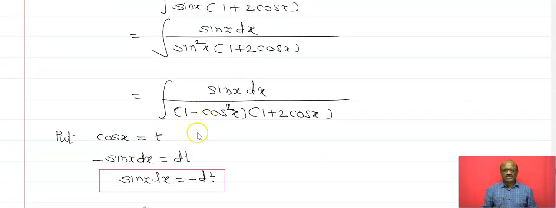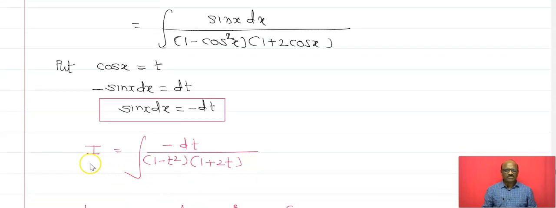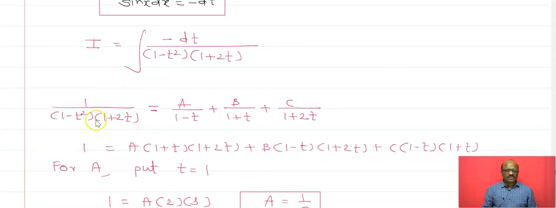Now the substitution is here. Cos x equals t. The derivative is minus sin x dx equals dt, so sin x dx equals minus dt. Therefore our integral will become I equals integral minus dt upon in bracket 1 minus t square into in bracket 1 plus 2t.